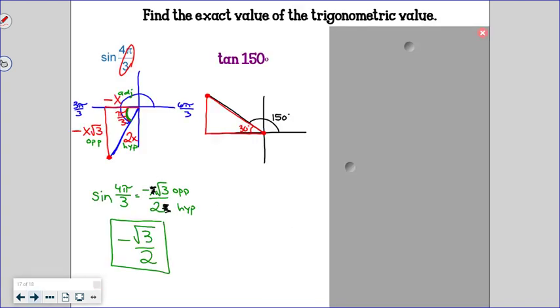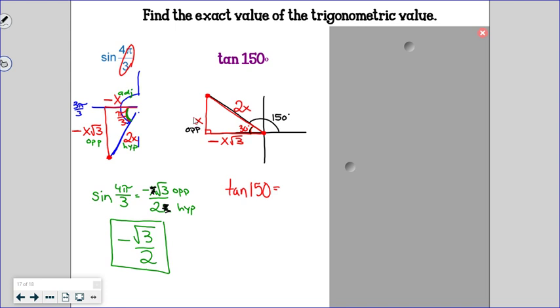Across from my 30 is x. Across from my 60 is x times the square root of 3. My hypotenuse, which would be over here, is 2 times x. Think about which direction I moved. This guy is moving left, so it's negative. This guy's up, positive. Hypotenuse, always positive. Set up the ratio they ask me for. So they ask us to do, what, tangent? Okay, well, tangent is opposite over adjacent.